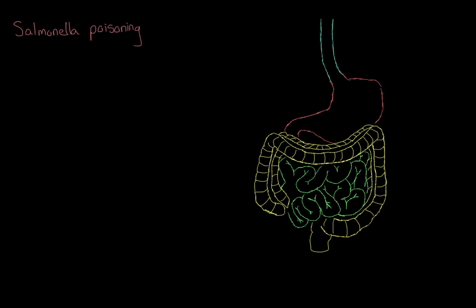Salmonella poisoning is caused by a bacteria known as Salmonella enterica. It's usually contracted when people just eat plain old bad food. So I don't mean food that doesn't taste very good. I mean food that hasn't been cooked properly or hasn't been stored properly or has been contaminated with something containing the bacteria itself. Now when you eat this kind of food, the bacteria will enter your stomach.